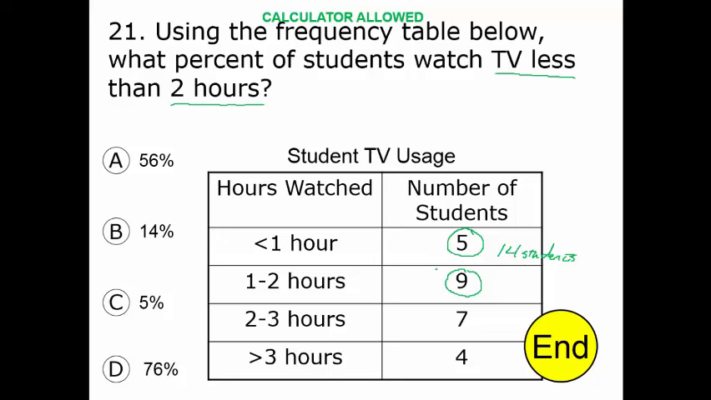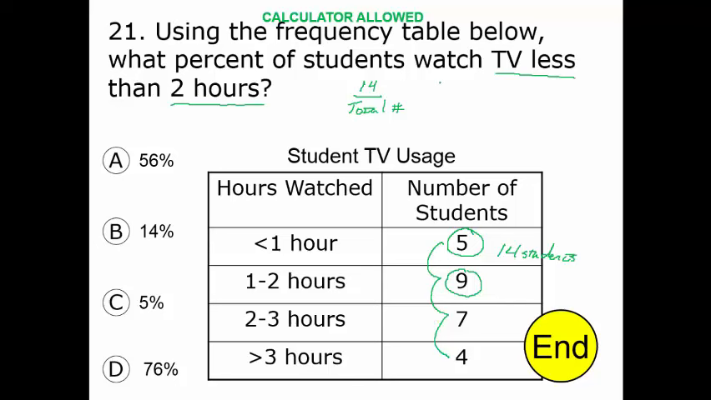Great, but how do I get that into a percent? Here's the tricky part. To get a percent, I need 14 students on top of some fraction, and I need the total number of students on bottom. The total number is not given to you clearly in the problem, but so you can get it, we just need to add up the total number of students. So 5 plus 9 plus 7 plus 4. 5 plus 9 being 14, add 7 more is 21, add 4 more is 25.